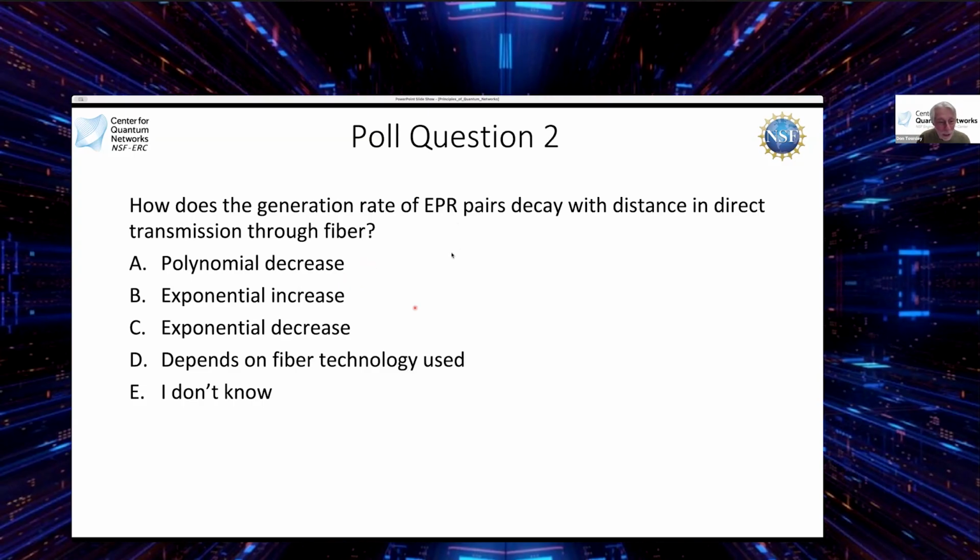Okay, so most responses were that you have an exponential decrease, and that is in fact the case. As for "depends on fiber technology used," I can see why there might have been some responses. The exponential decay is true no matter what the fiber technology is, but of course the decay rate does depend on the fiber technology. So in a sense, there's some truth to that.